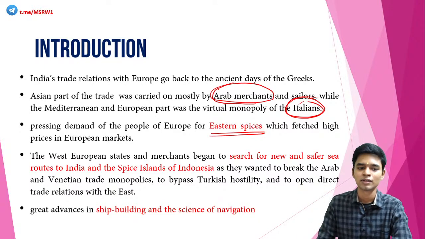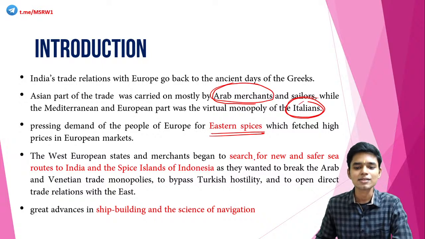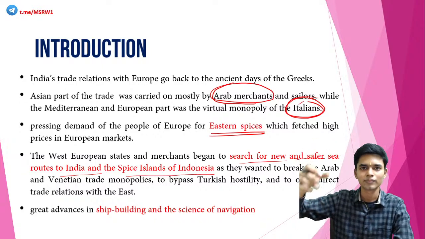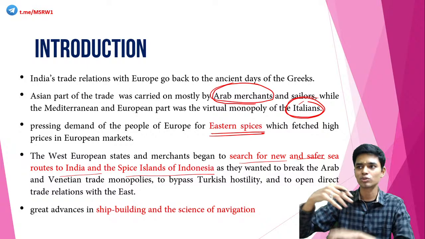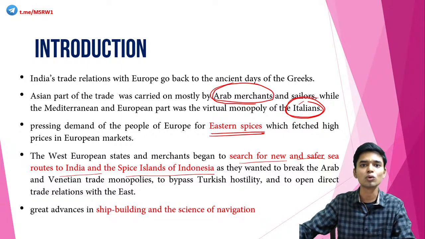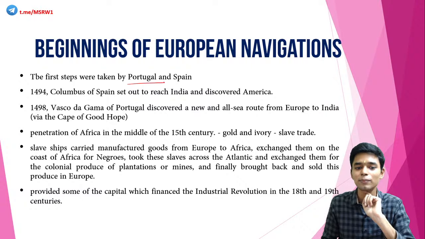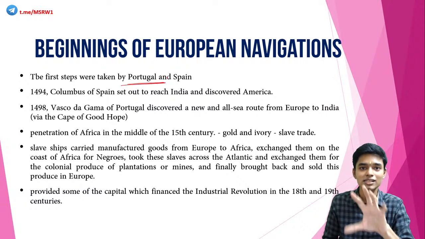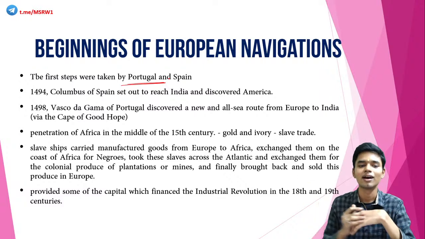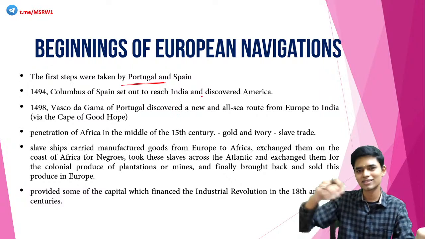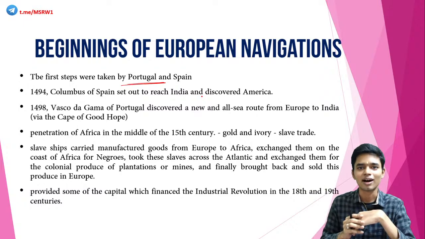East Indies means Indonesia. Western European states and merchants began to search for new and safer routes to India and the Spice Islands of Indonesia. They began to look for new alternate sea routes rather than going overland. They wanted to find new trade routes, and this actually led to the finding of lots and lots of new parts of the globe, for example by Christopher Columbus. The first steps were taken by Portugal and Spain. Columbus of Spain, who was supposed to reach India, accidentally discovered America. Similarly, lots of new parts of the globe were discovered around this time.